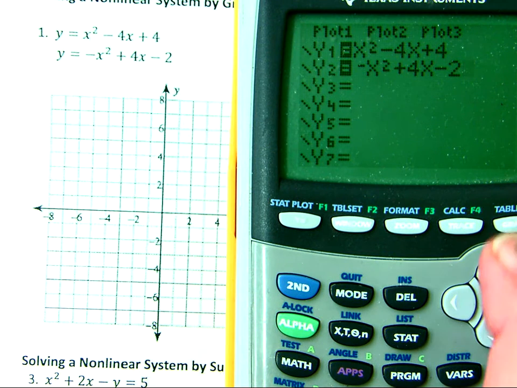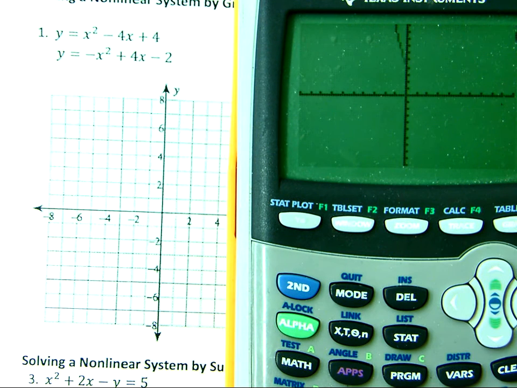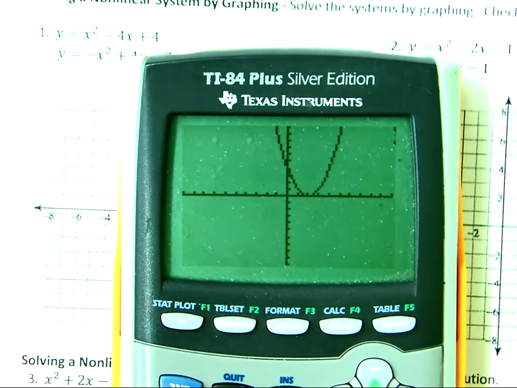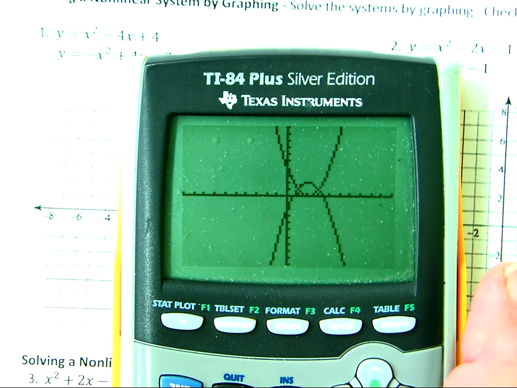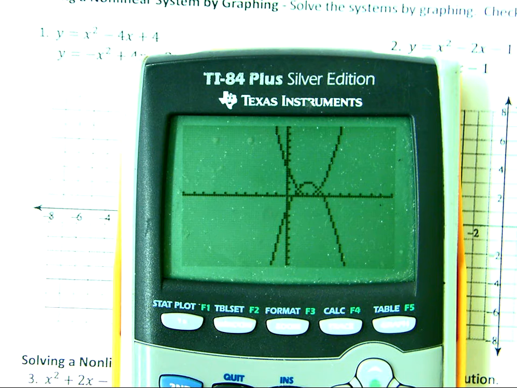So now they're both in there. Now I'm going to graph that. So you can see there's a parabola. There's a second parabola. So this has two parabolas that overlap. Okay? I'm not going to sketch them on my paper right now. Normally I would sketch them on the paper, but I'm not going to do that right now.